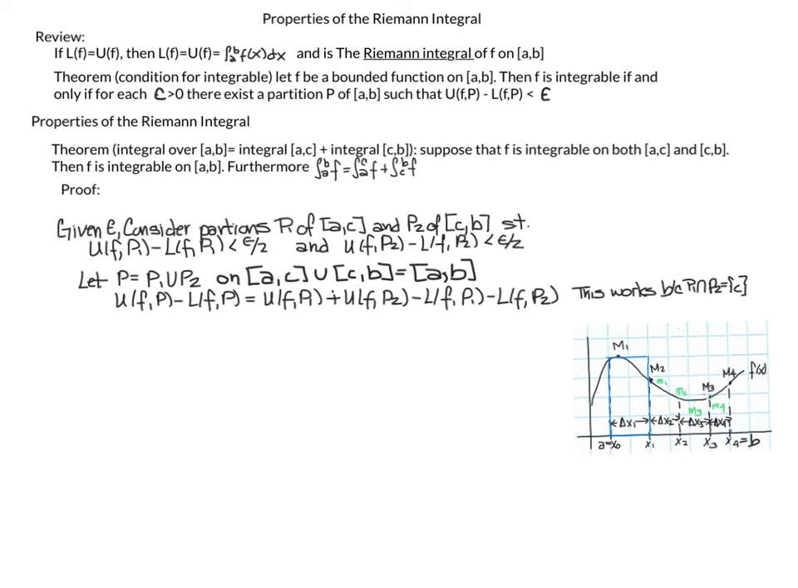So P is a partition across [a, c] union [c, b]. In other words, it's a partition over [a, b]. So when we look at the upper sum of f with respect to P, and again, P is our union, minus the lower sum of f with respect to P, well, our upper sum is equal to the upper sum of f with respect to P1 plus the upper sum of f with respect to P2, and then our lower sum of P is equal to the lower sum with respect to P1 plus the lower sum with respect to P2.